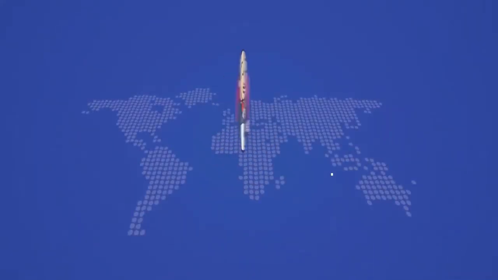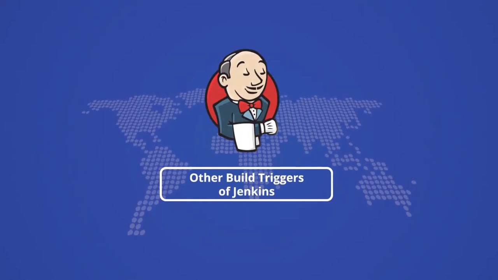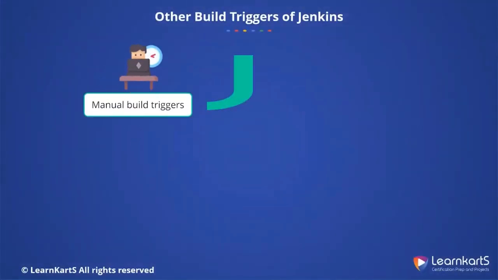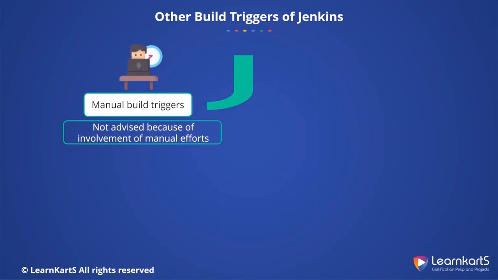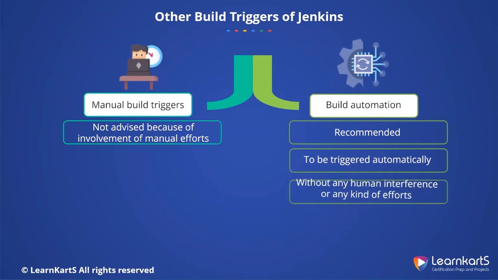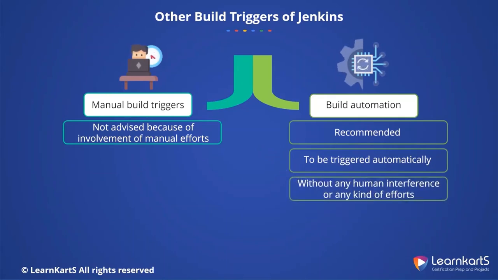Now let's talk about the different types of build triggers which are available, because build triggers are a very important feature of Jenkins. Having a manual build trigger is not something we advise, because there are manual efforts involved. We are not looking forward to going for manual builds. We are looking forward to build automation so that these builds can be triggered automatically without any human interference or effort, in the background, in a non-interactive mode, in a proper mechanism. That's what we are trying to implement altogether.